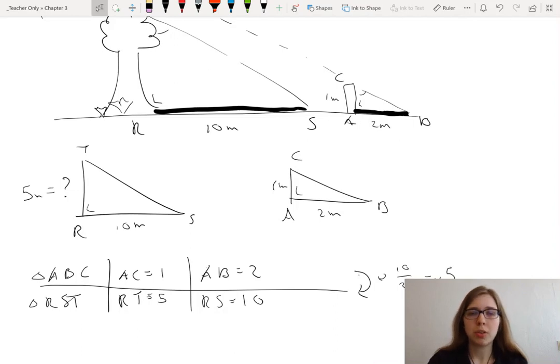So in the exercises, you'll get a few examples like this with a real life scenario and just some abstract triangles to practice with.